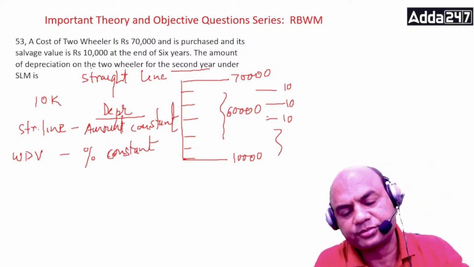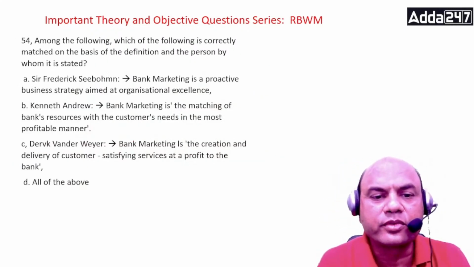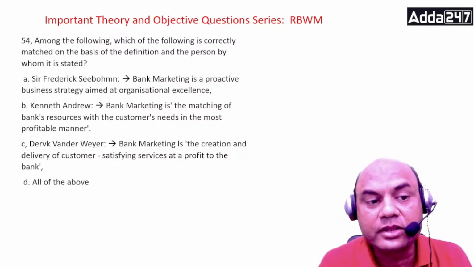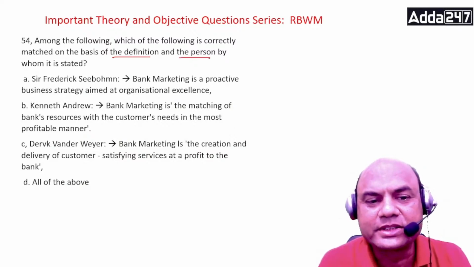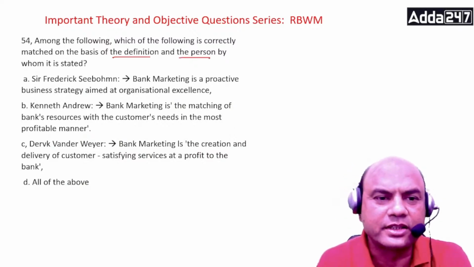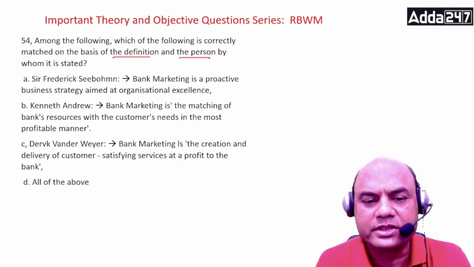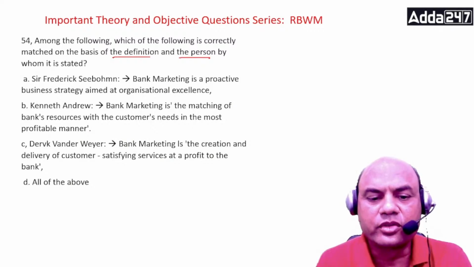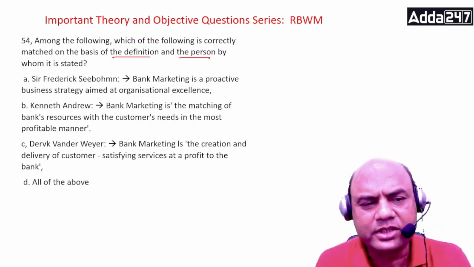Got it? Next one. Among the following, which is correctly matched on the basis of definition and the person by whom it was treated? Definition means basically you have to match the name and the definition. It's that simple. So which one of them is correct? Just go on reading this. Very big definitions, isn't it?